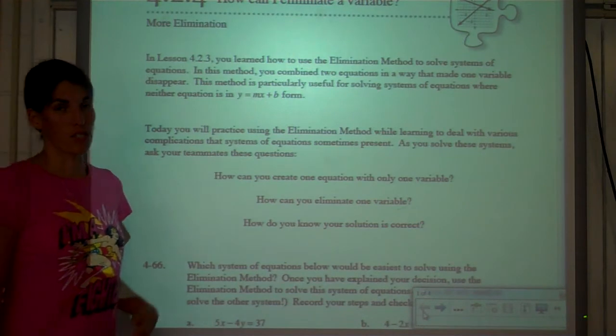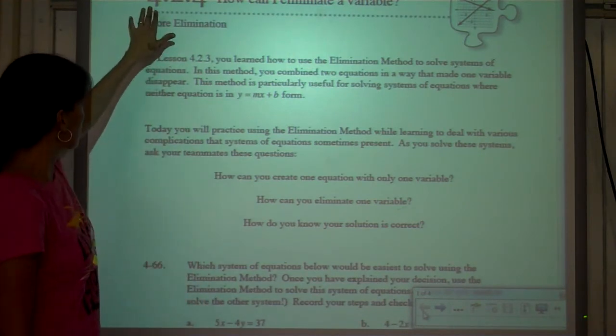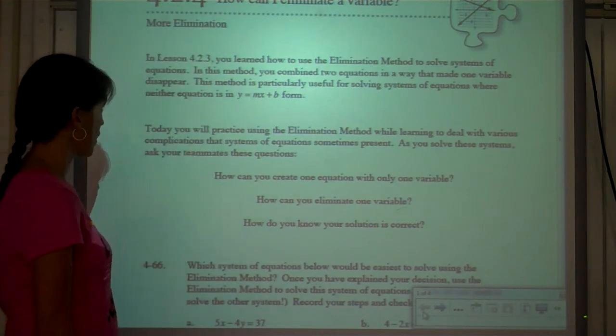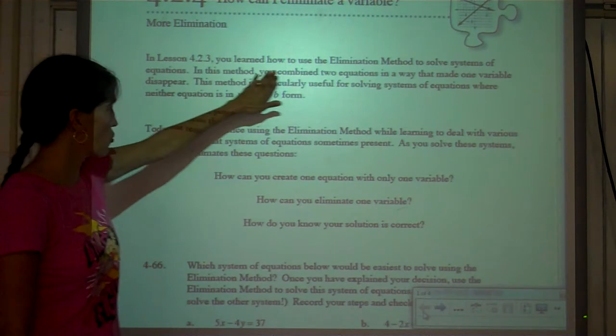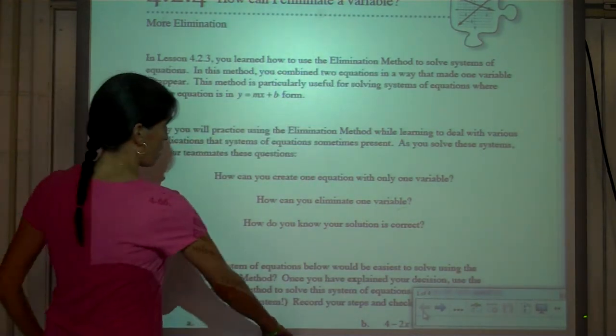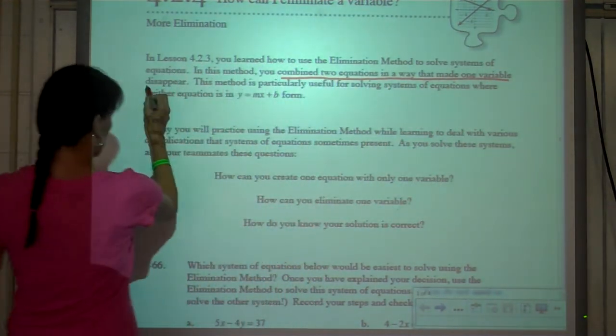Today we are still solving systems using elimination. It's actually the next section in your book, 4.2.4. The last time it was 4.2.3. In the last lesson you learned how to use the elimination method to solve systems. In this method you combine two equations in a way that makes one variable disappear.